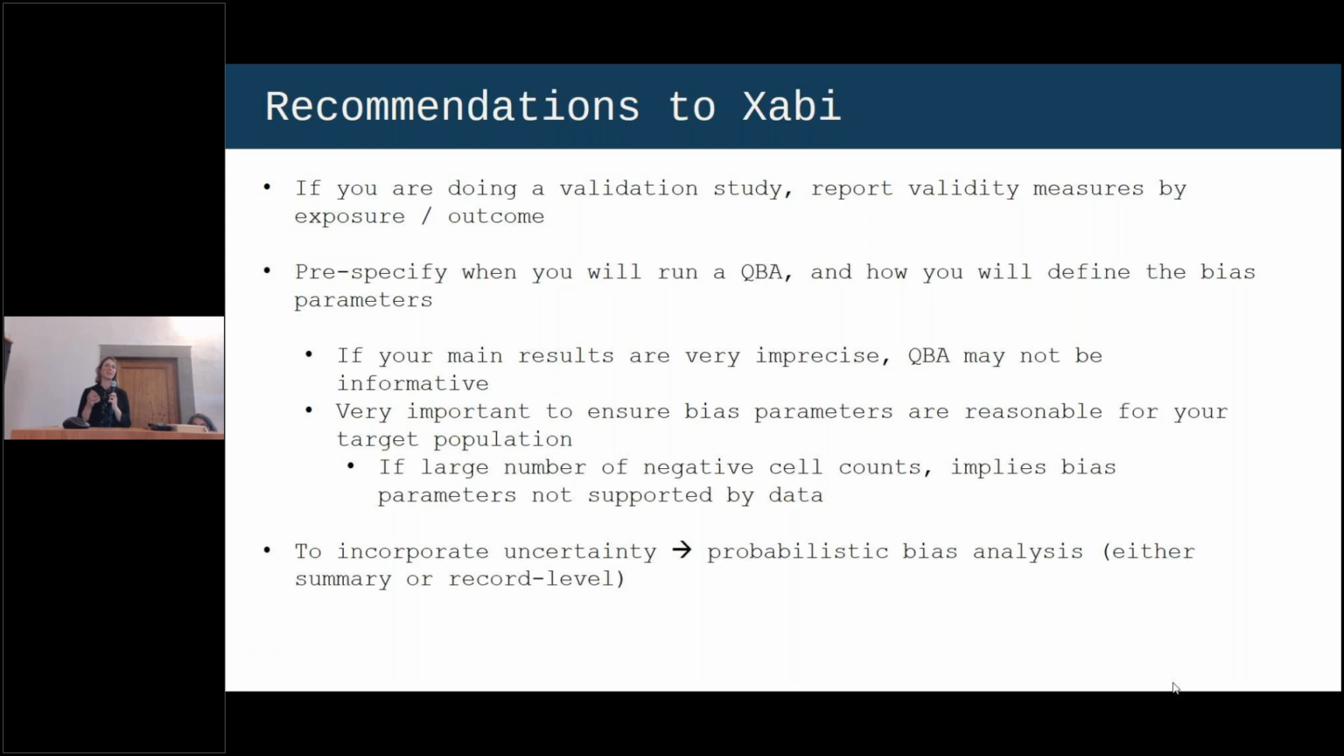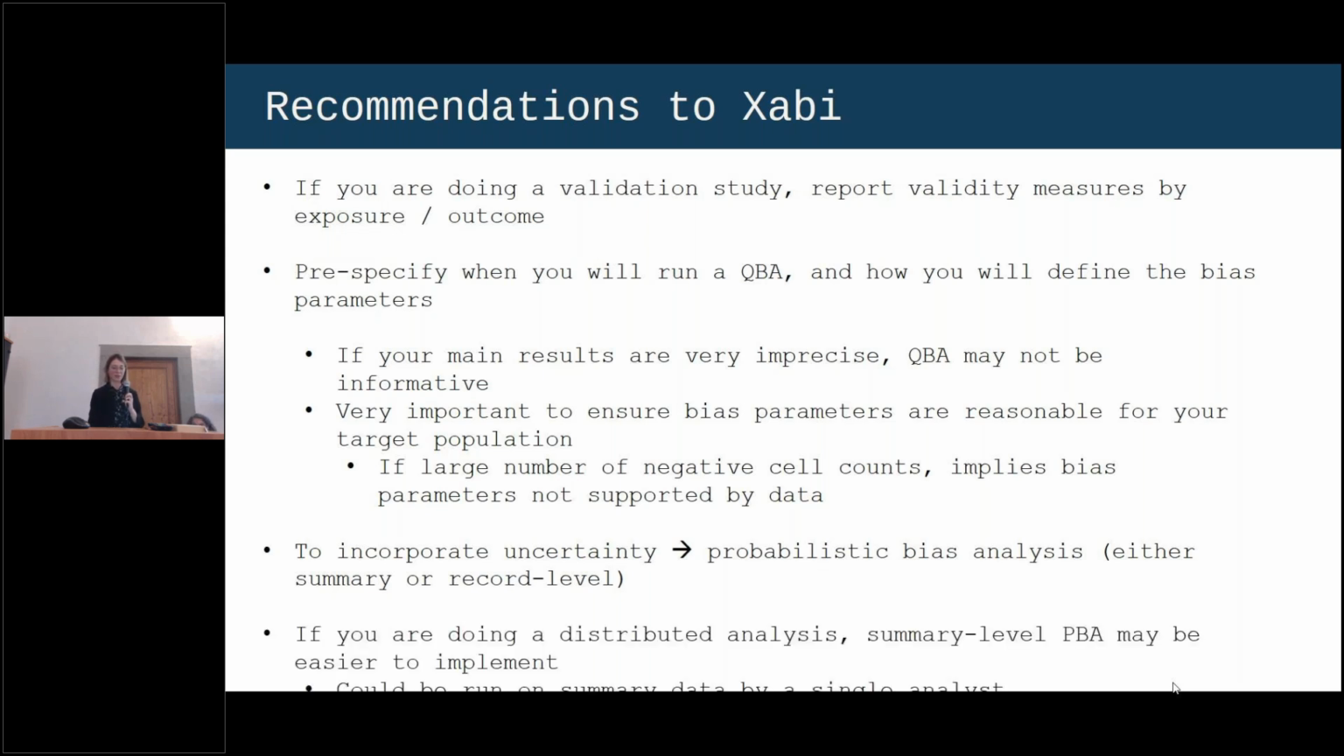You might be wondering, well, you've presented 3 different methods effectively of QBA, which one should I use? I think it's quite neat to be able to incorporate this uncertainty around the bias parameters, so I would probably recommend probabilistic bias analysis. Sorry, my slides have cut up, so I'll just tell you. But if you are doing a distributed analysis, for example, in a VAC4EU kind of context, I think the summary level analysis is quite nice because you can do it yourself. Although if confounding is likely to be a concern, then you're stuck with the record level approaches, which are a little bit more computationally intensive, not insanely so. We're not talking weeks to run, but we are talking overnight.